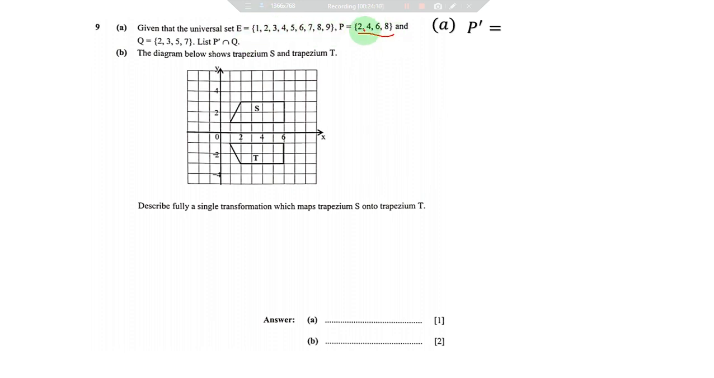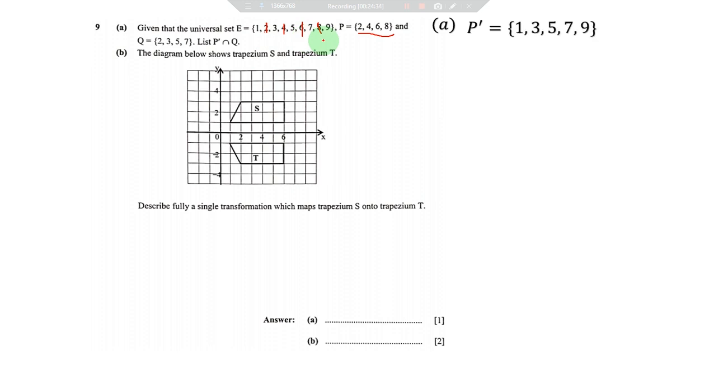So we are going to cancel out all the elements that are in set P from the universal set. What remains is what we're going to write. So if we cancel out the 2, the 4, the 6 and the 8, what remains is 1, 3, 5, 7 and 9.